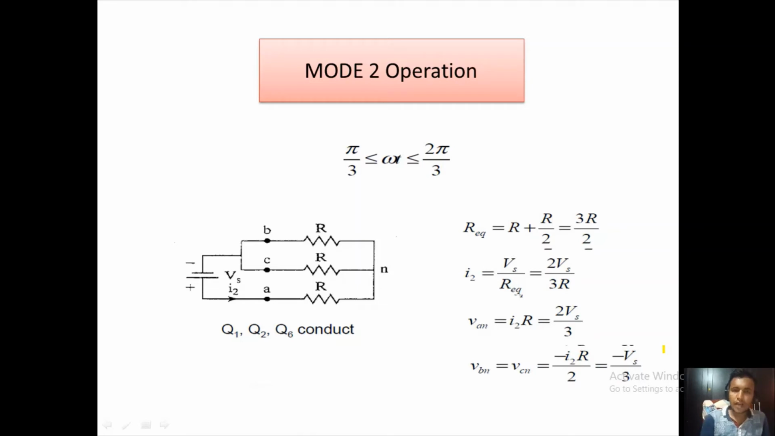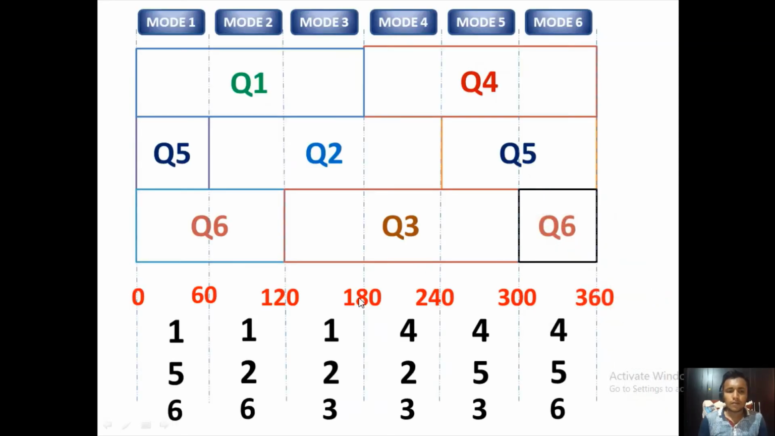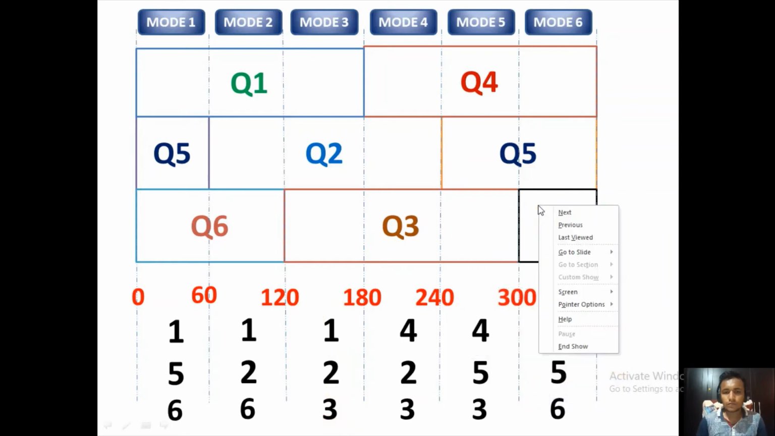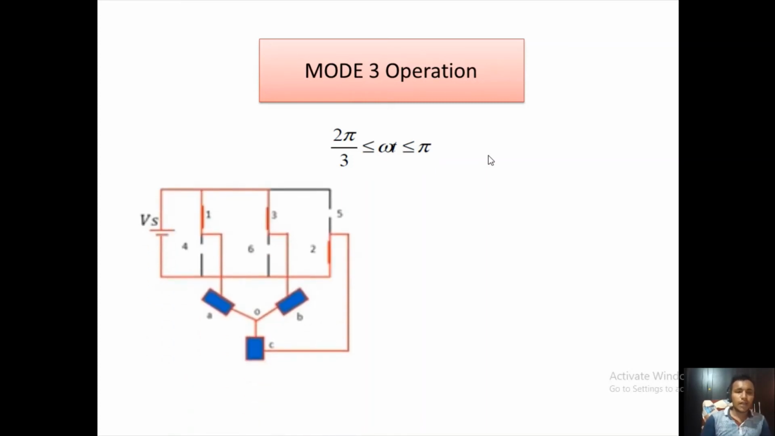Now similarly we have entered mode 3. This is mode 3, the 120 degree to 180 degree mode of conduction. You can see here that thyristors 1, 2 and 3 are on. In this mode 3 operation, that is 2 pi by 3 to pi, that means 120 degrees to 180 degrees mode of conduction, if we draw the circuit, you can see thyristor 1, thyristor 3 and thyristor 2 are on. So 1 and 3 are connected to the positive terminal, that means terminal A and terminal B are connected to the positive supply.